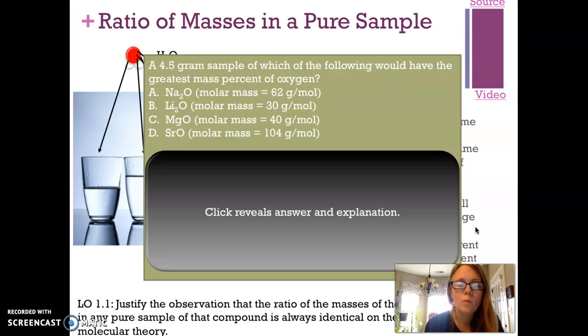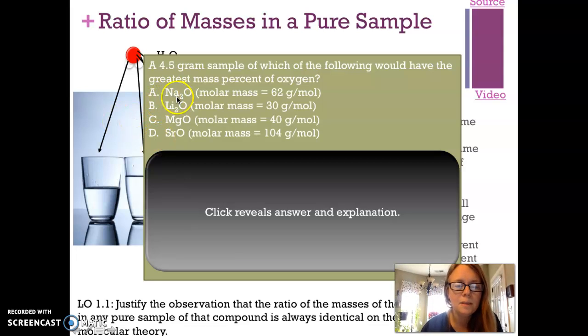So, a 4.5 gram sample of which of the following would have the greatest mass percent of oxygen? Well, what's the skill that you have to be able to apply here? We just need to know how to calculate mass percent. You're given 4 choices. You are given their molar masses. There's not a lot of thinking. You can pause this here and see if you can figure out what the answer would be.